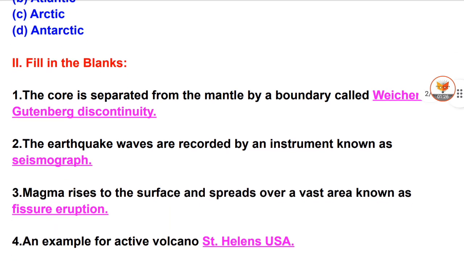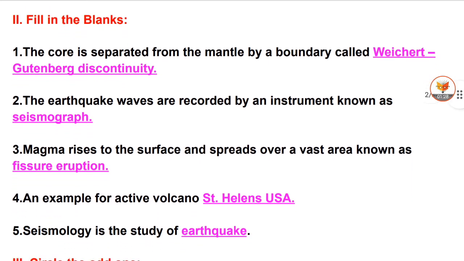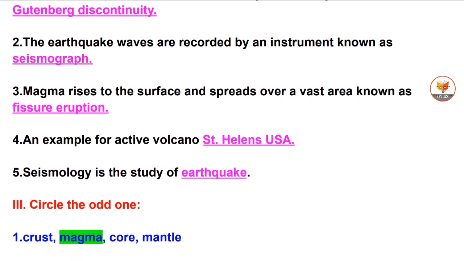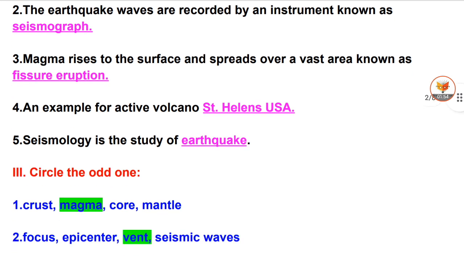II. Fill in the blanks. 1. The core is separated from the mantle by a boundary called Gutenberg discontinuity. 2. The earthquake waves are recorded by an instrument known as seismograph. 3. Magma rises to the surface and spreads over a vast area, known as fissure eruption. 4. An example for an active volcano: St. Helens, USA.